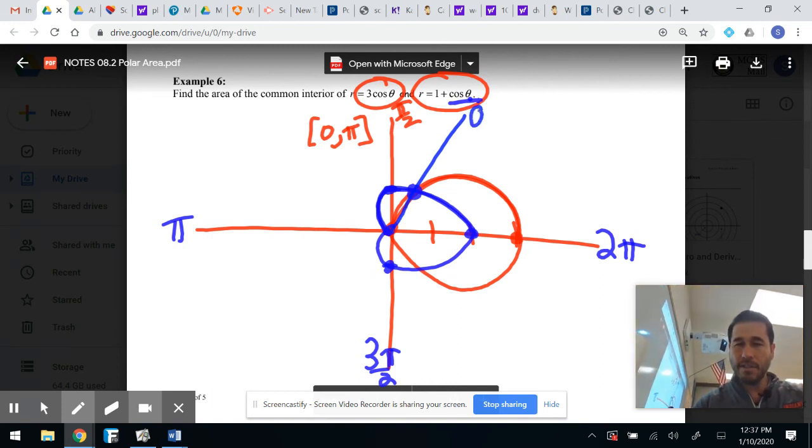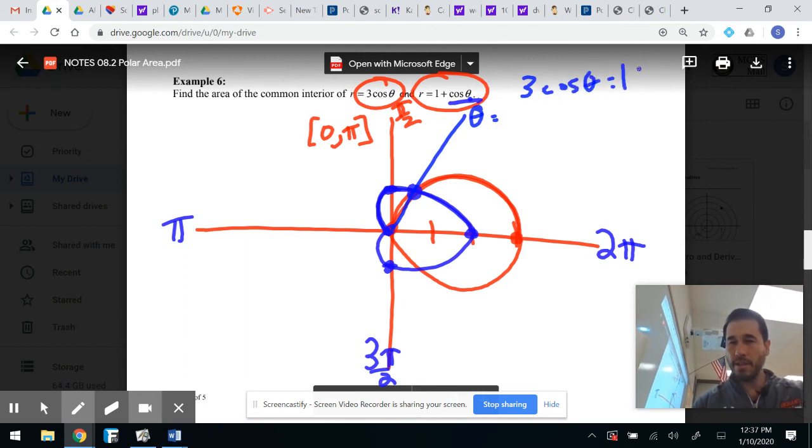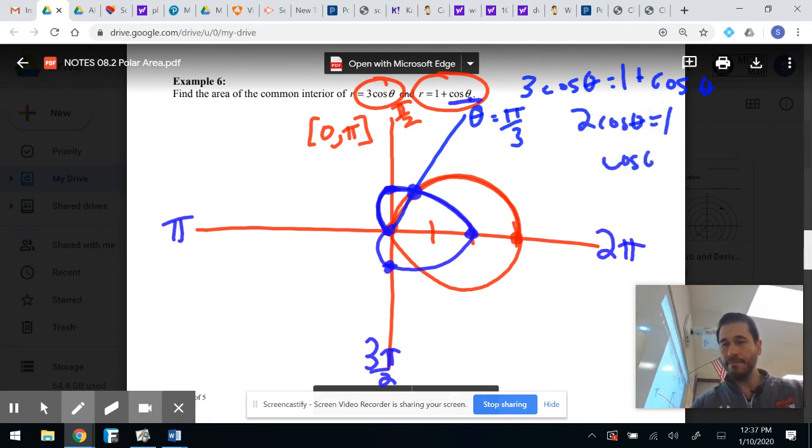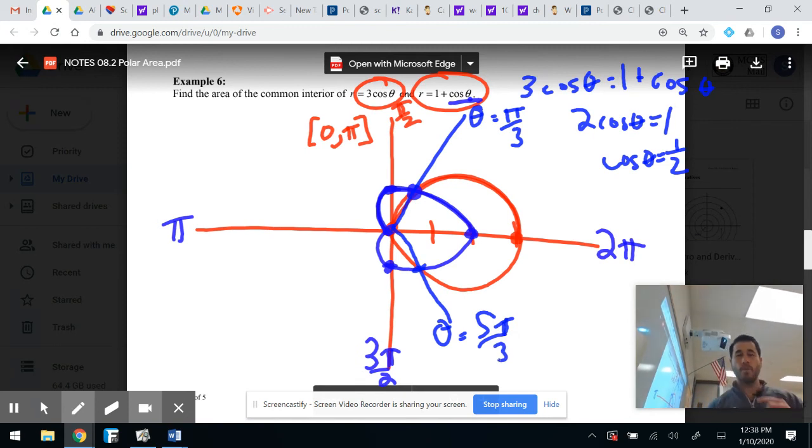Where do they intersect? They intersect when the two equations are equal to each other. And you can kind of take a guess. What does that look like? That looks like pi over 3, 60 degrees, right? If I subtract that over, I get 2 cosine theta equals 1. Cosine theta equals 1/2. And remember, there's 2 of them. So my answer would be pi over 3, and 5 pi over 3, right, class? 300 degrees.